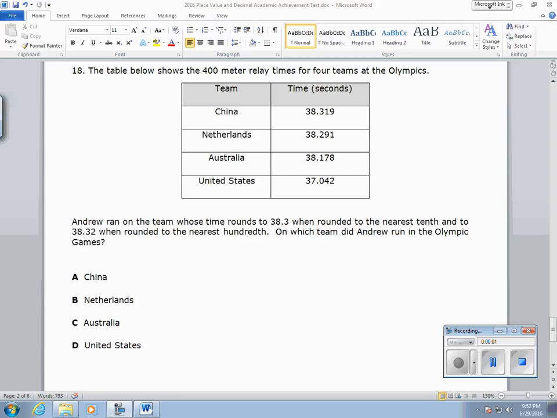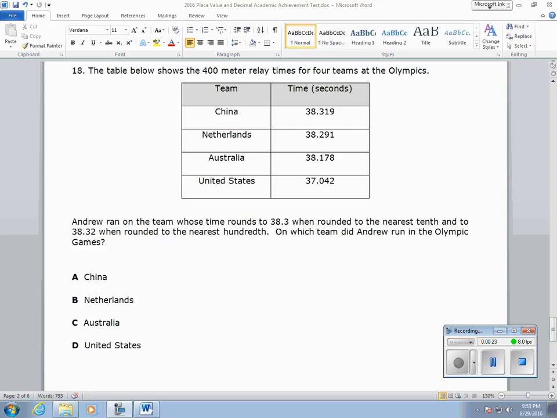Okay, question 18. The table shows the 400-meter relay times for 4 teams at the Olympics. Okay, so you're looking at the scores in seconds. So China had 38.319, Netherlands had 18.291, Australia had 38.178, and the United States had 37.042.